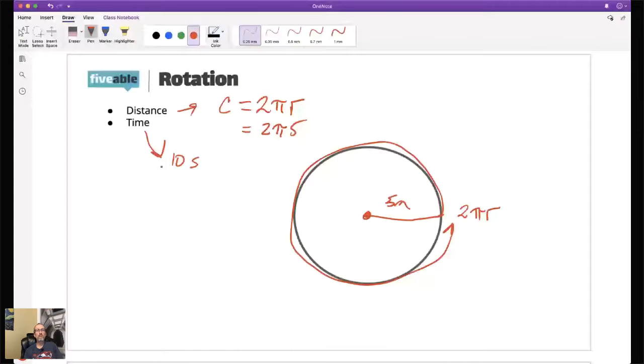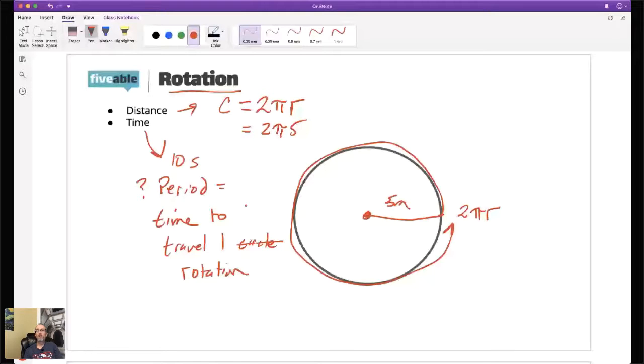Now, when we do rotation, when we think about circles, we don't really talk about the time it takes. We talk about what is, question mark, the period, okay? Period is equal to the time, so they're kind of similar, the time to travel one circle. And usually we don't say circle. Instead, we would say time to travel one rotation. So that's why we've got rotation up the top here. So if we go around one time, that would be the period. And so our period is 10 seconds.